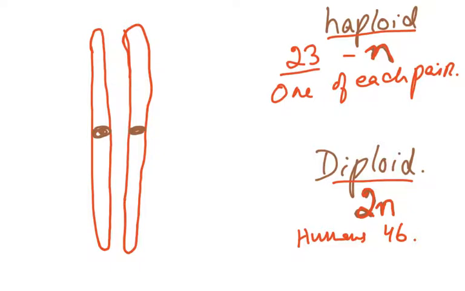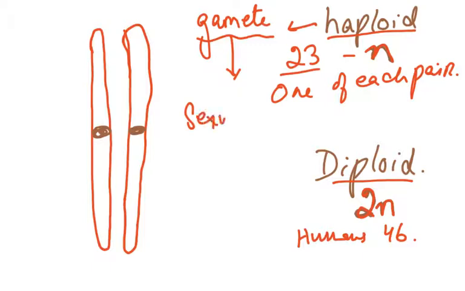One of each pair. For instance, if we have 20 students in the class and there are 20 pairs of shoes, and I say everybody takes off one shoe and puts it ahead, and we just take one of each pair, that would be the haploid number. Now these haploid numbers are absolutely essential. What we need to understand is they're essential when we are forming the gametes. And the gametes are there because they are required for sexual reproduction.